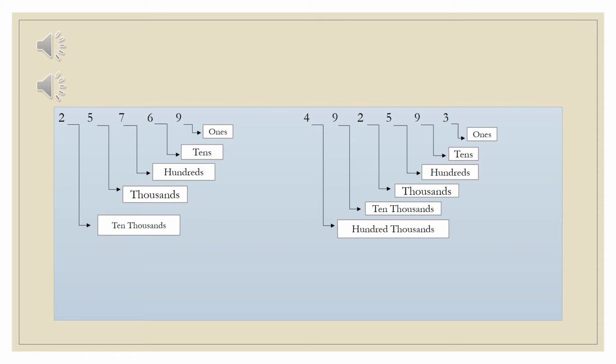On the other hand, the second given number, which is 492,593, also has its own designated place value. The number 3 is on the ones place, number 9 is on the tens place, number 5 is on the hundreds place, number 2 is on the thousands place, number 9 is on the 10,000s place, and lastly the number 4 is on the hundred thousands place.